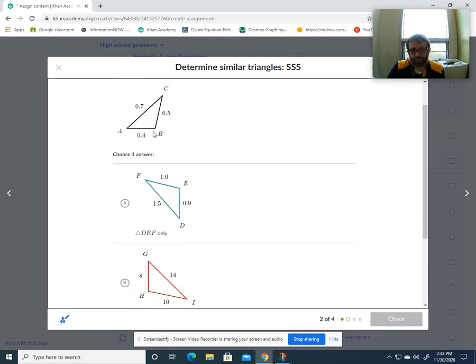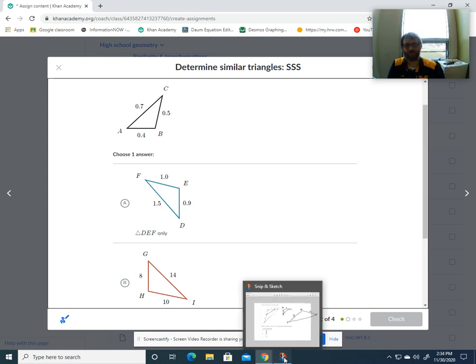Okay, on this one, what you're looking for is proportions. So you're wanting to divide. So you take the smallest side, 0.4, divided by 8 is 1 over 20, or 20 times 0.4 is 8. Well, 20 times 0.5 is 10, and 20 times 0.7 is 14.